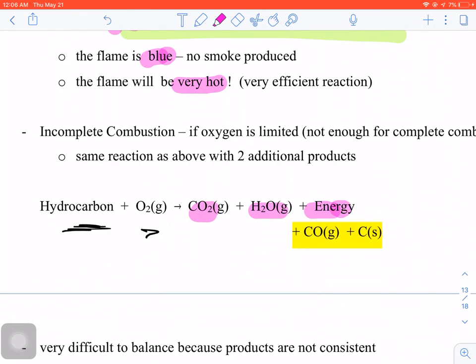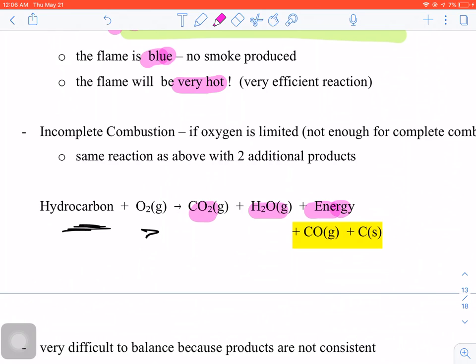If you've ever seen somebody who's got a gas stove in their kitchen, I've got a gas stove in my kitchen, and when it's burning, I should be getting a nice blue flame. Now, if the jets on my stove get dirty, then my flame turns more and more orange. And what's happening is it's not burning as purely or as cleanly as it's supposed to. And the reason for that is because I'm having incomplete combustion.